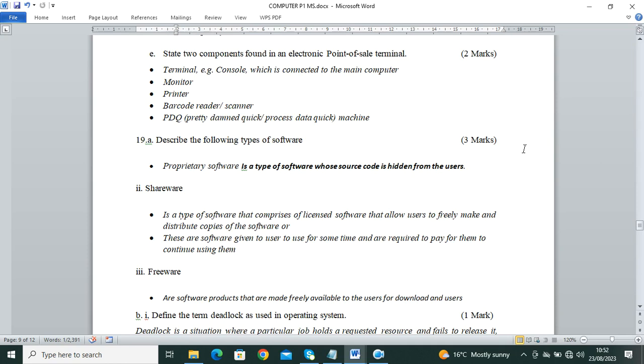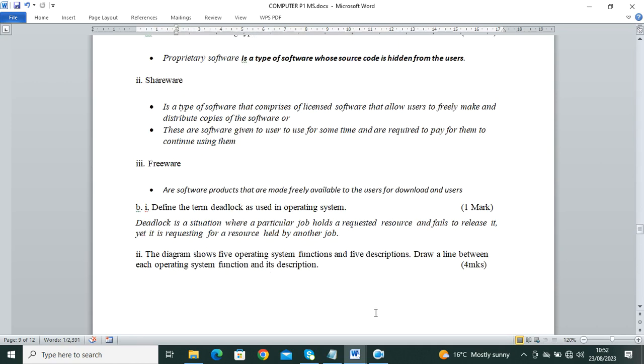Shareware is a type of software that comprises licensed software that allows users to freely make and distribute copies of the software, or these are software given to the user to use for some time and they are required to pay for them. When you talk about shareware, it's a trial version. If I give you a software to use for some days, then I ask you for payment, that one is shareware.